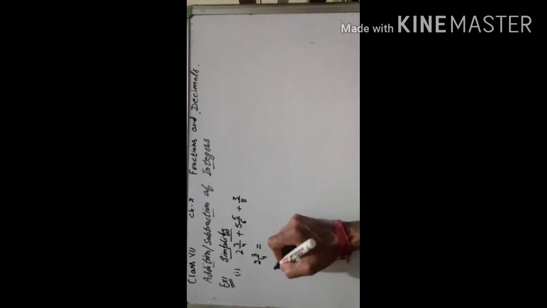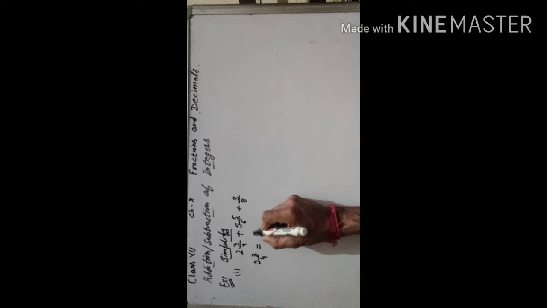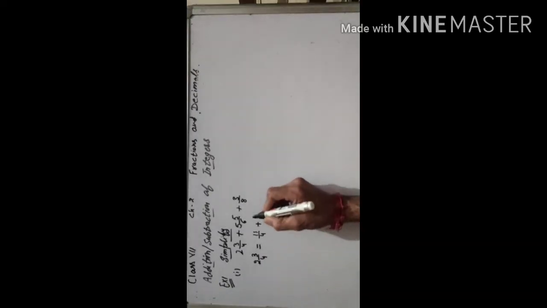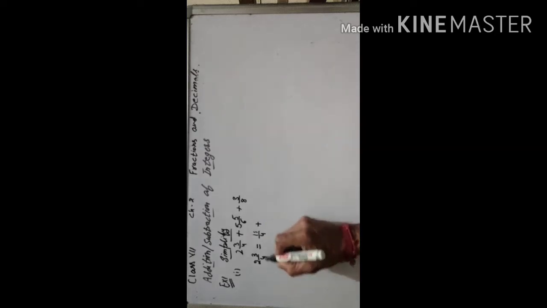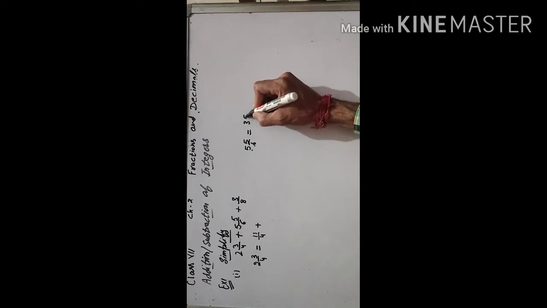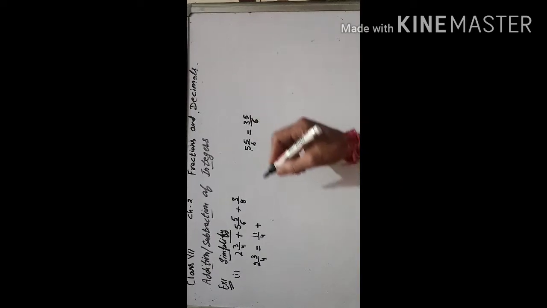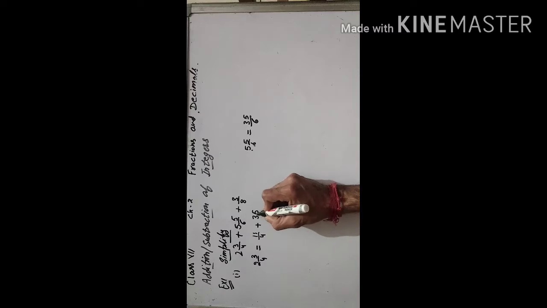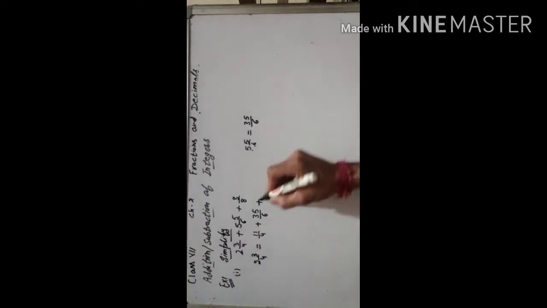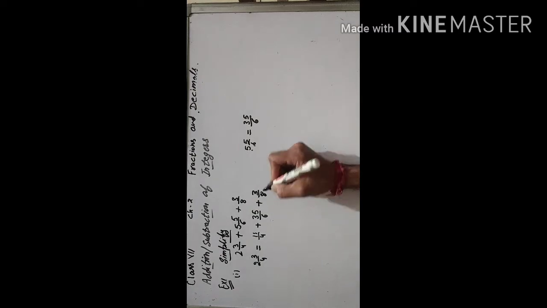First, we convert it into an improper fraction. 4 2s are 8 plus 3, that is 11/4. Next fraction is 5 5/6, that is 5 6s are 30 plus 5, 35/6. Plus 3/8 is a proper fraction, so it remains the same.